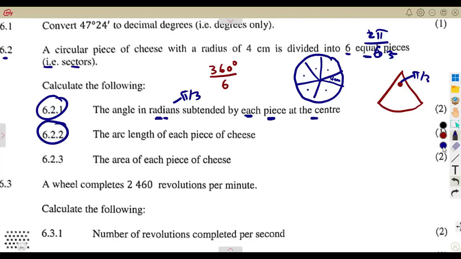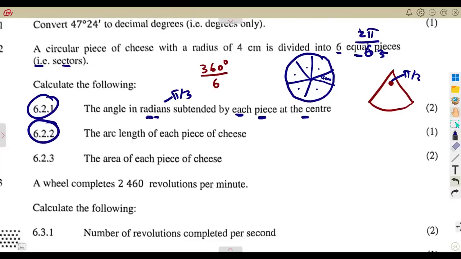6.22, the arc length. We need the arc length of each piece. Remember the angle we have is pi over 3, and the radius is 4 centimeters. From our formula sheet, the arc length L is given as r theta, that is radius times theta in radians. Radius is 4 and theta is pi over 3, so that gives us 4 pi over 3.